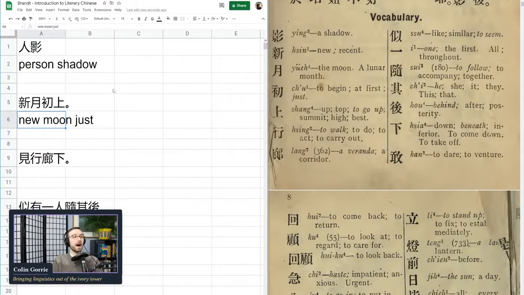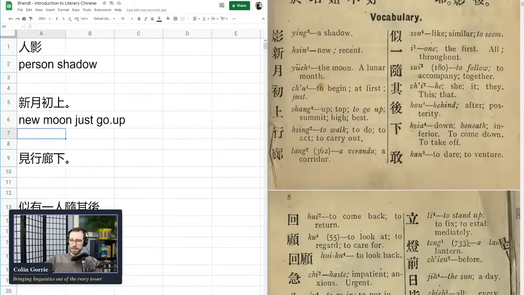I'm going to put a period between the two words so that we can keep our sort of one-to-one mapping. A period just means we'd normally write this with a space, but because we're using spaces to separate the different morphemes in the gloss, we need a period. Okay, so new moon, just go up. So the new moon had just risen, maybe something like that. I'll wait to do the free translation until we've seen more of the text.